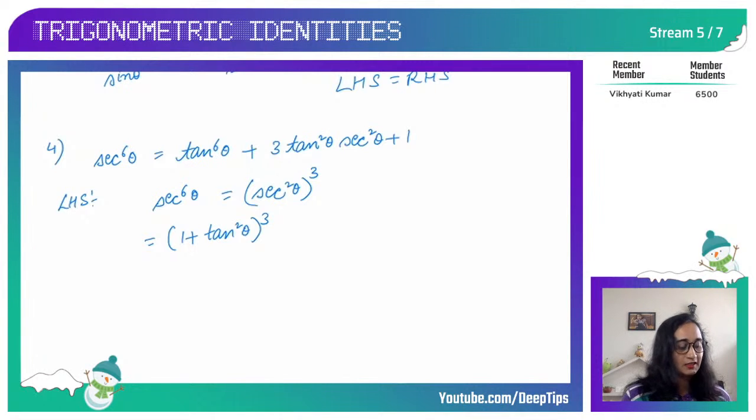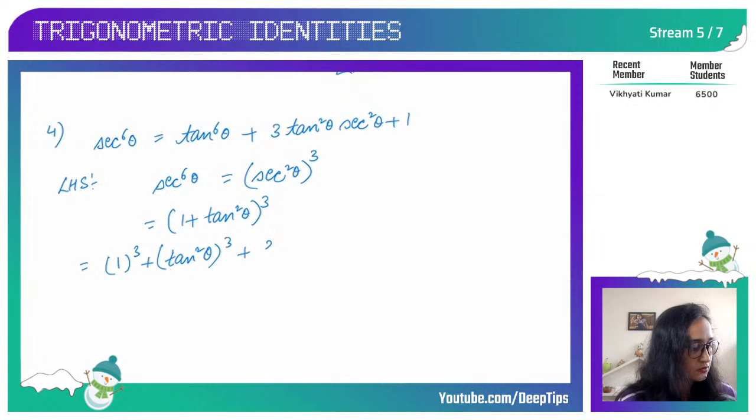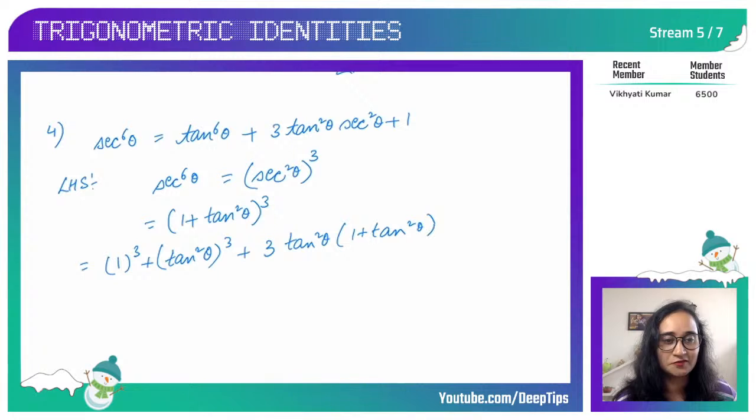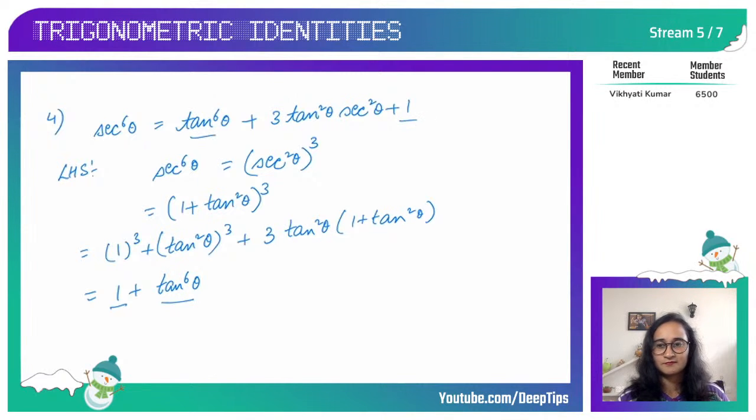Correct? Now see, things are looking pretty simplified now, because I know the formula for a plus b whole cube, and we know that a plus b whole cube is a cube plus b cube plus 3a square b, or 3ab into a plus b. I prefer to write 3ab into a plus b because I'm used to it from my childhood. So we can solve it further also, 1 as it is, and we know that tan square theta whole cube gives me tan raised to the power 6 theta, and I very well got 2 terms from my RHS by doing this.